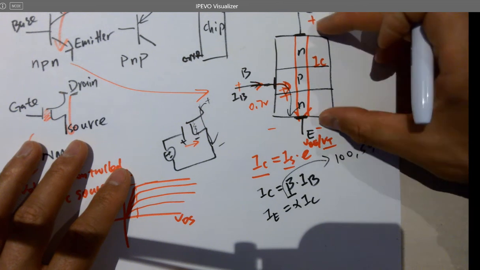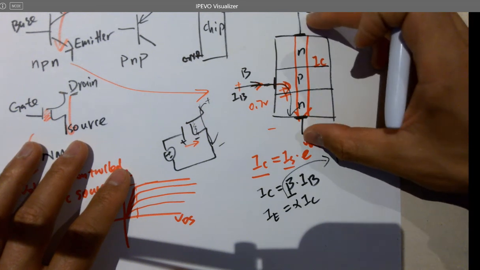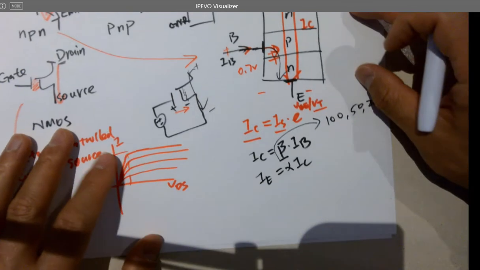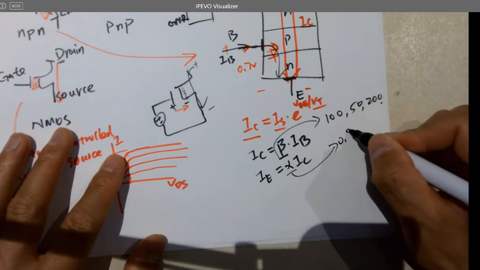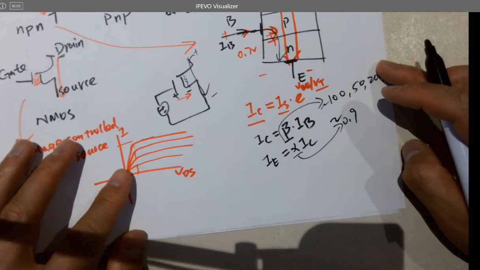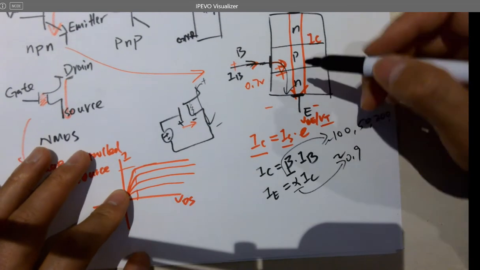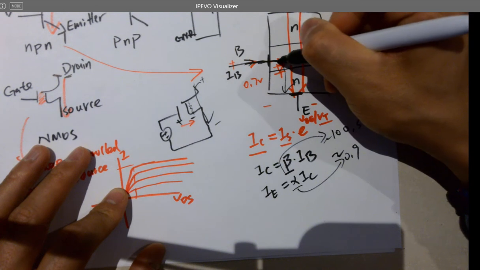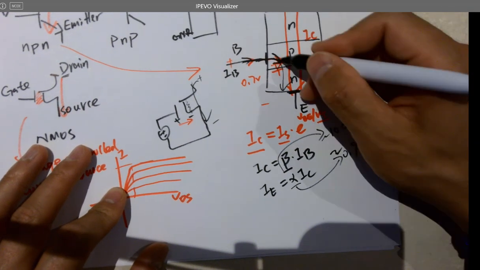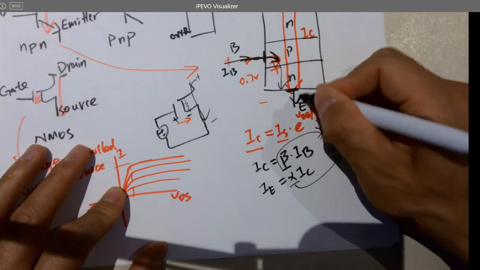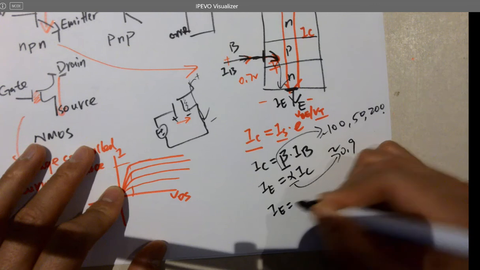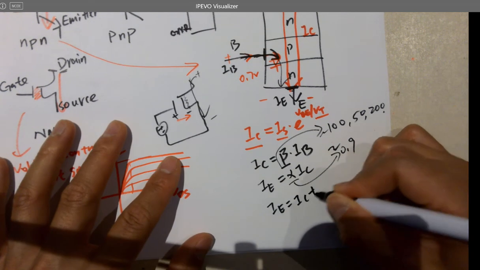So you can connect these two terminals and turn the channel on. You can flow current through it. Alpha is usually like 0.9-something, at that level. And we can see that IB is flowing into the base junction, and IC is flowing from top to bottom, and they will merge at the bottom and form IE. So IE equals IC plus IB.